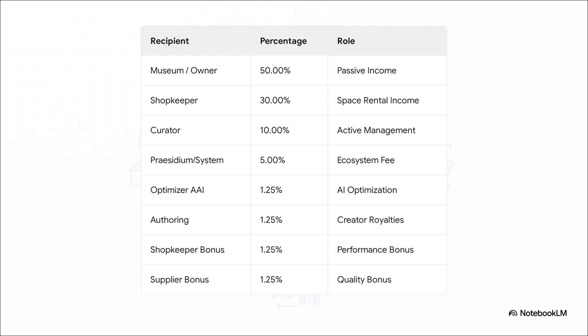And that last dime gets split even further. A piece for system maintenance, a piece for the AI that optimizes things, a royalty for the original creator, and even performance bonuses. It is a hyper-organized, surgically precise distribution network.